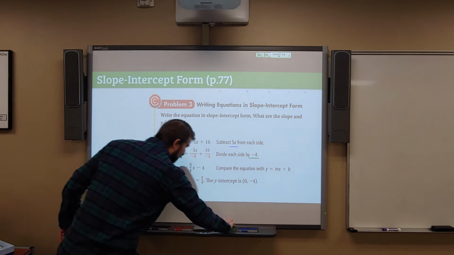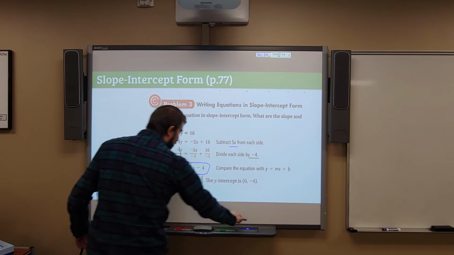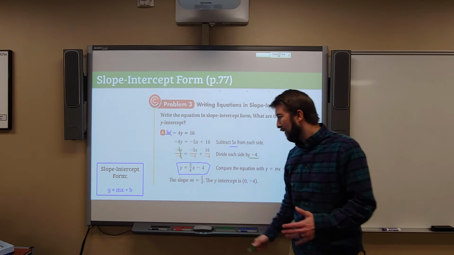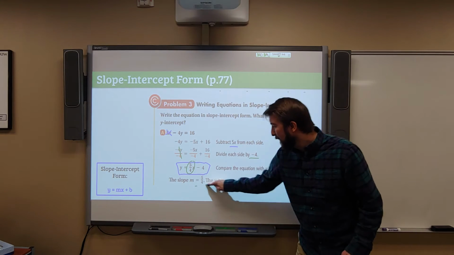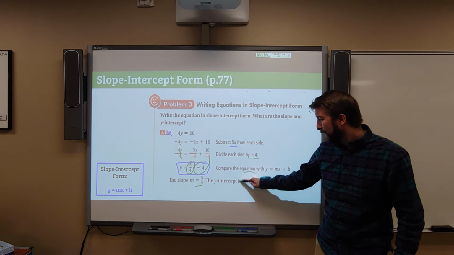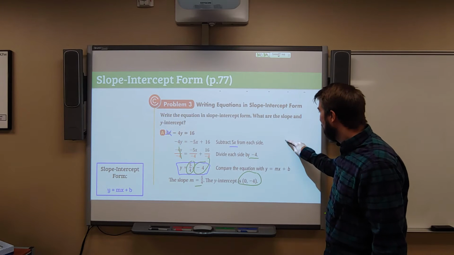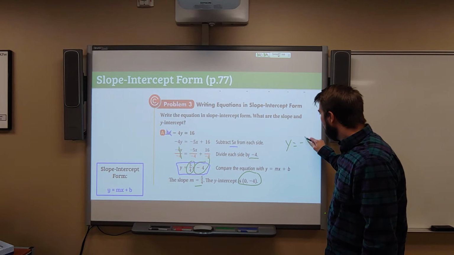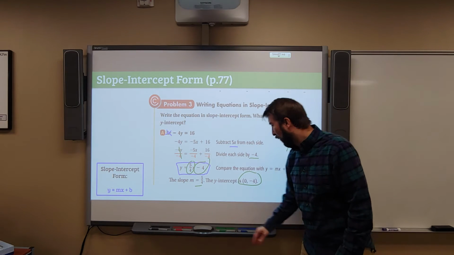So this is my slope-intercept form, but it wants us to tell it the slope. So that's this number, 5/4, and the y-intercept, which is -4. And you can write it as a coordinate, or you could say that the y-intercept is at y equals -4.